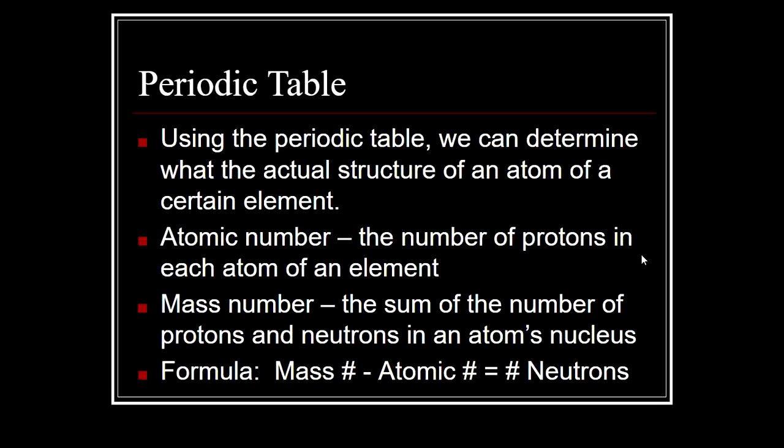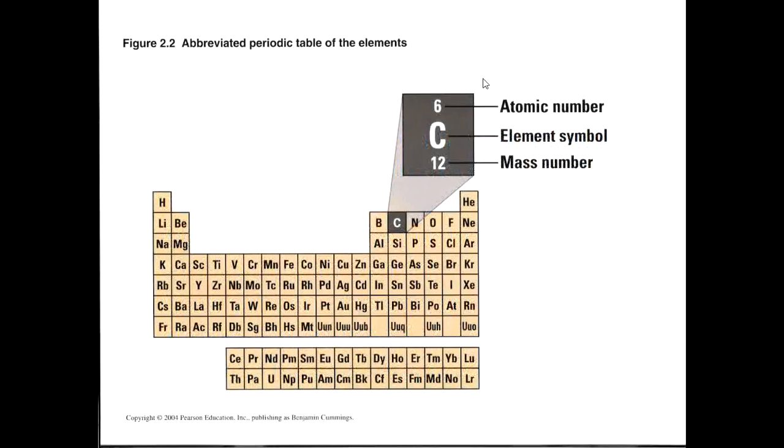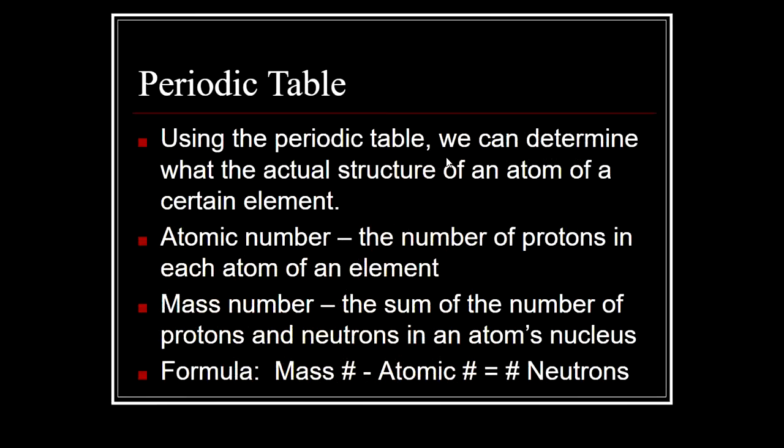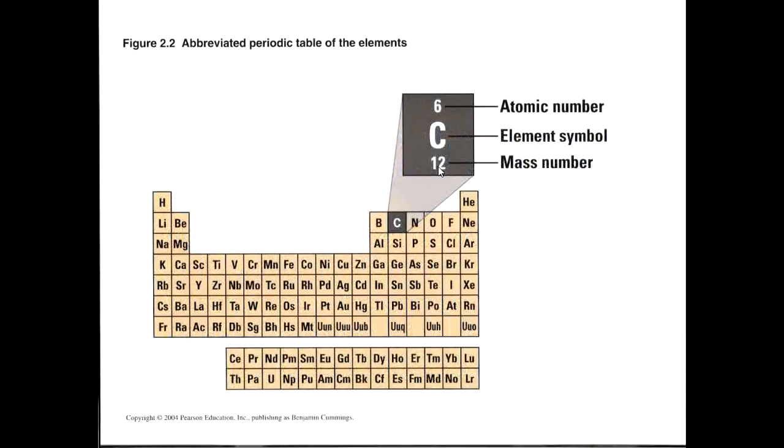When we use the periodic table, we can figure out the atomic structure of an atom by looking at the periodic table tile. When we look at a tile like this one, you will see there's an atomic number and then a mass number. The atomic number tells us the number of protons in each atom of an element. For carbon, the atomic number is 6, so there are 6 protons. An atom of carbon has 6 protons.